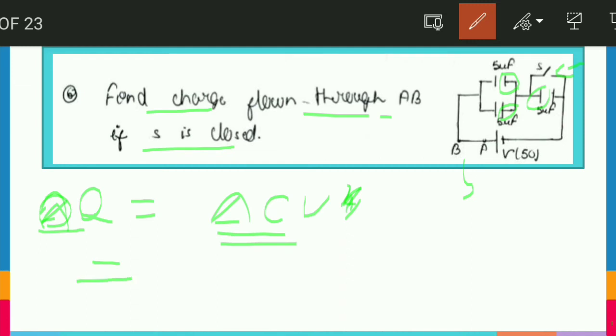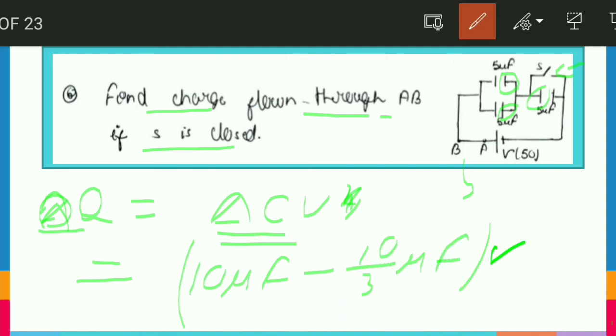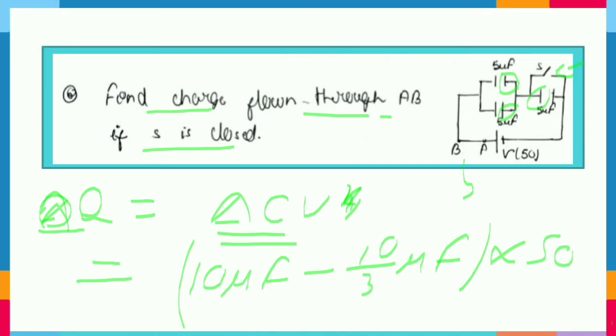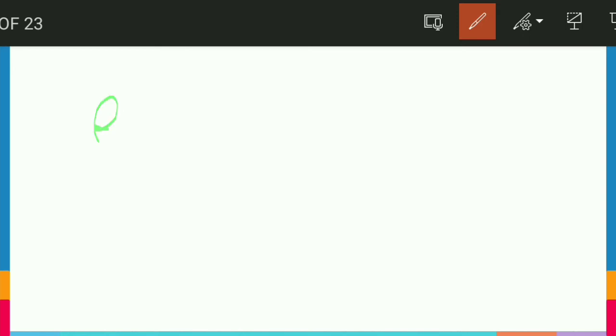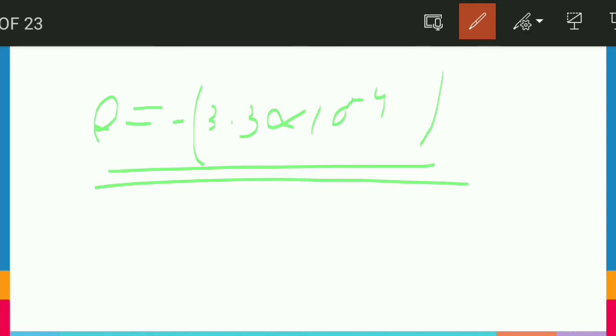So what will the final capacitance be when the switch is closed? The final capacitance will be 10 microfarad from the figure, and when the switch was not closed, it was 10 by 3 microfarad, and we just multiply the difference with 50. When you multiply it, you get a value of Q equal to 3.3 into 10 to the power minus 4, with a negative sign. You can check from the figure. So our answer has come.